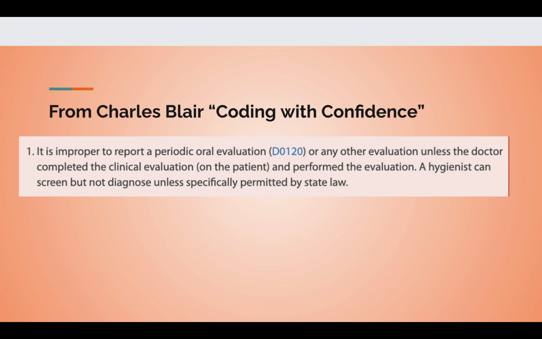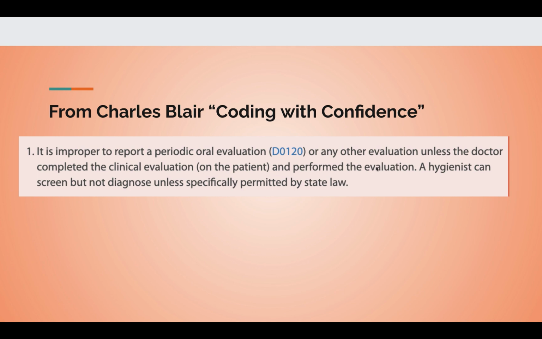The hygienist can screen, that's right here, a hygienist can screen but not diagnose unless specifically permitted by state law. In the state of Maine where we are located, there is no permitting right now of the hygienist being able to do that. With that said, there is quite a bit of activity going on at the state level to allow independent practicing hygienists to do more diagnosis. Topic for another day. So, again, the doctor needs to do the evaluation.